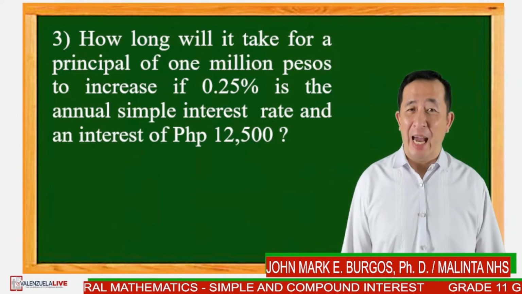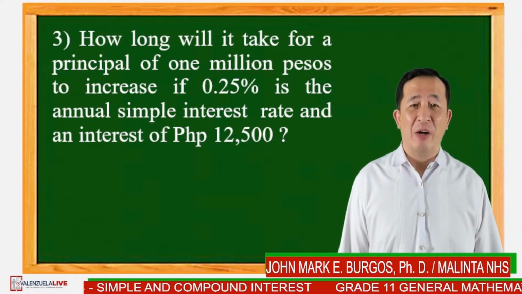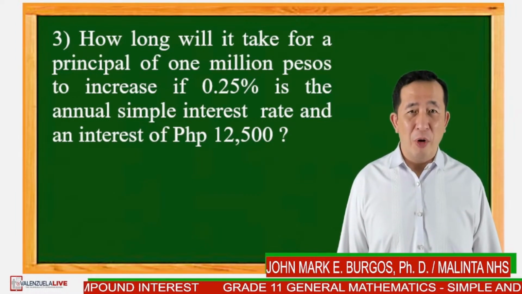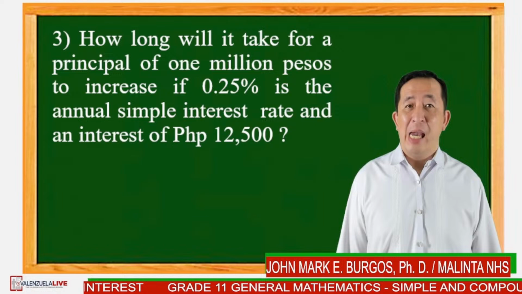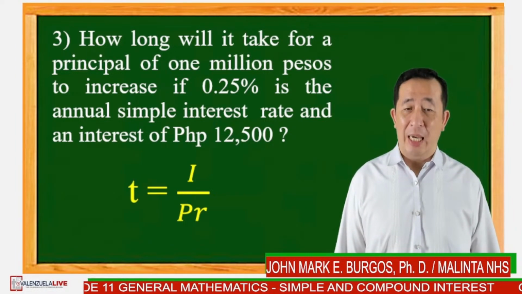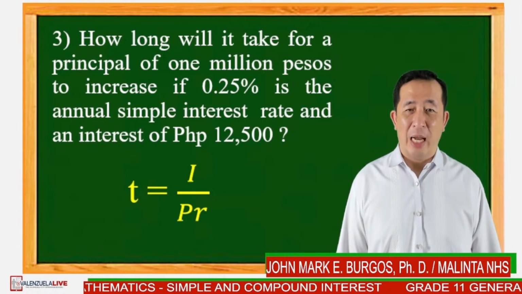For our third example, how long will it take for a principal of 1 million pesos to increase if 0.25% is the annual simple interest rate and an interest of 12,500 pesos? So, the formula for the problem, since we are looking for the time, will be T is equal to interest divided by principal times rate.